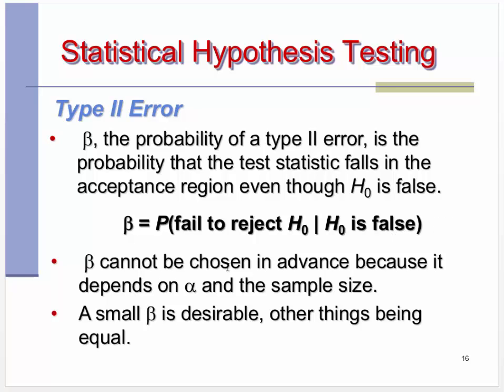Beta cannot be chosen in advance because it depends on alpha and the sample size. A small beta is desirable, other things being equal. Of course, we do not want too many criminals to walk free. Okay? A small beta is desired.